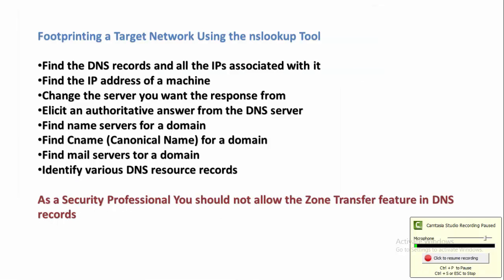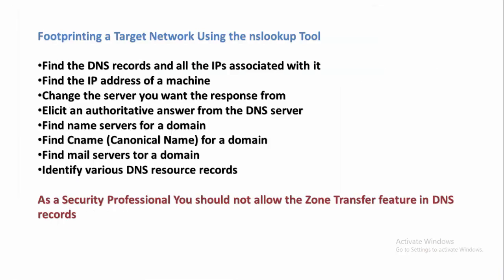By using nslookup you can get the DNS records and IP addresses of a machine. You can also change the server responses if you want, if it allows you. You can also get yourself authorization on the DNS servers. There are some other switches you can use with nslookup to get yourself authorized. You can find the canonical name and the name server of the domain. You can also get the mail servers of the domain.